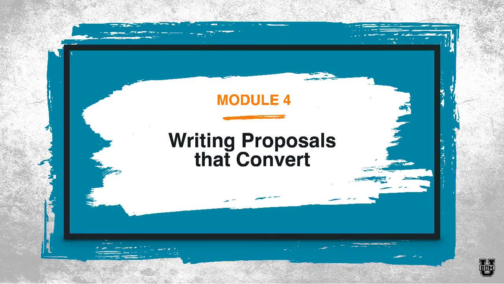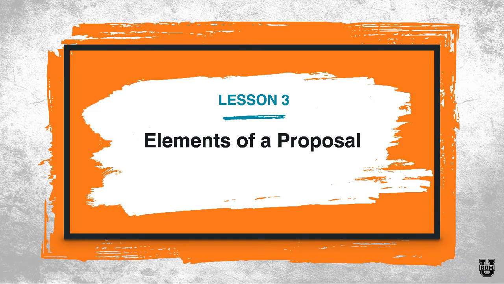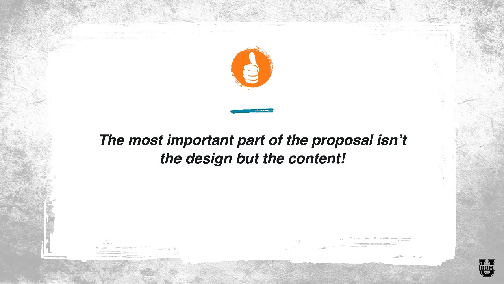We are talking about writing proposals that convert in this module. And in this lesson, we are going to talk about what actually needs to go in your proposals. So what are the elements that you need to be including in your proposals? We have to remember that the most important part of the proposal isn't the design, but the content. The information that you include in the proposal is the most important part. Whether you put that information in a slide deck or a PDF or a CRM-enabled form or the body of an email, the content is what really, really matters. So don't worry so much about the design.